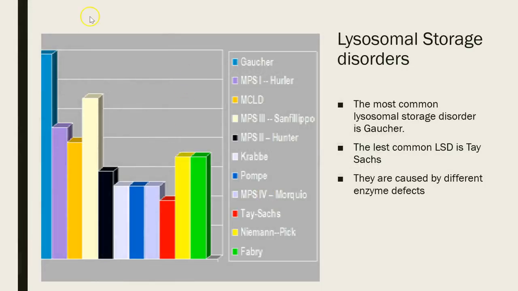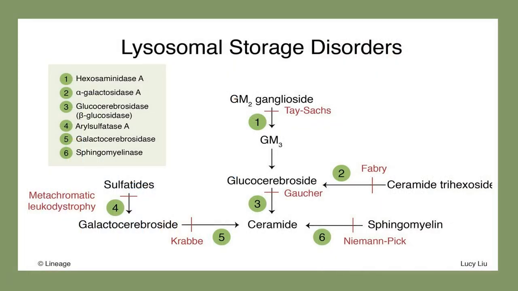Here is a diagram. Here's Gaucher's disease, which is the most common. The least common is Tay-Sachs. And they're all caused by different enzymes that are important in the lysosomes to break down various proteins, nucleic acids, carbohydrates, and whatnot. And when they're not being broken down correctly, they get into the lysosomes, but they can't get out. So the lysosomes get larger and larger and cause a lot of trouble.